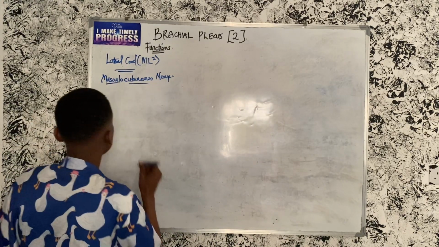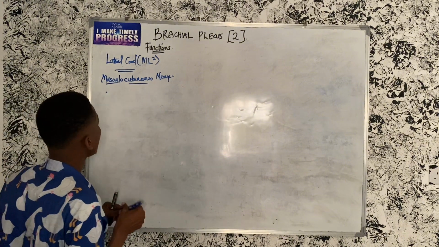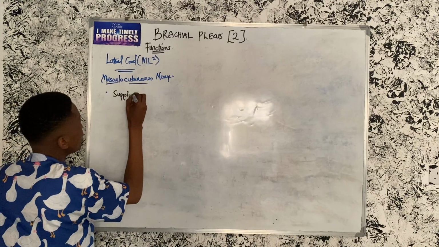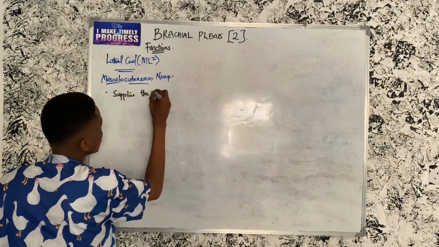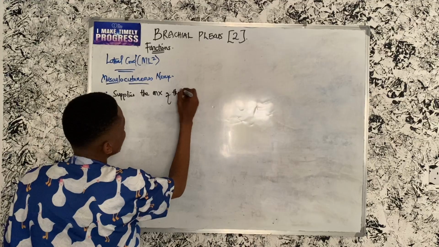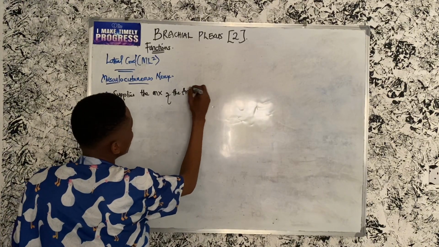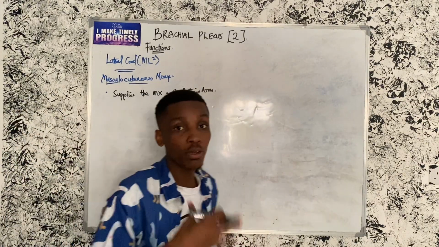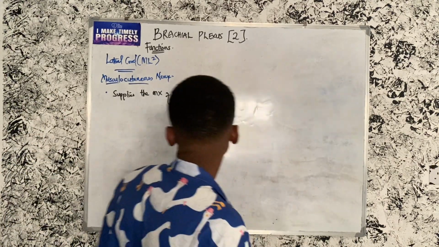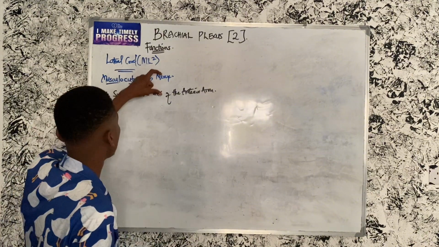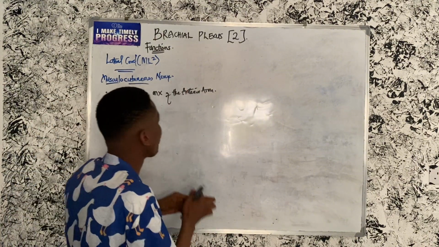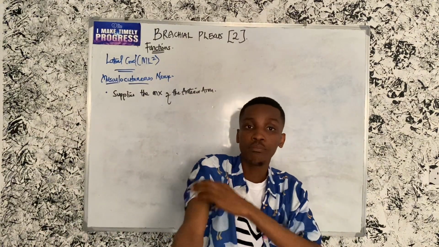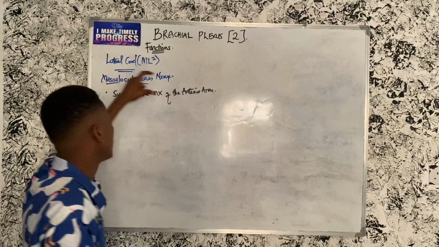All right, so let's look at it very quickly. For musculocutaneous, what are the functions it has? The muscle it will supply, that is the motor function. It supplies the muscles of the anterior arm. These muscles are three in number. We're going to do muscles in this series, and when I go to the muscle, I'll stay on each of them. But for now, know that musculocutaneous supplies the muscles of the anterior arm.